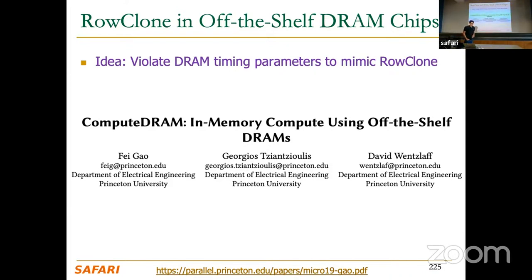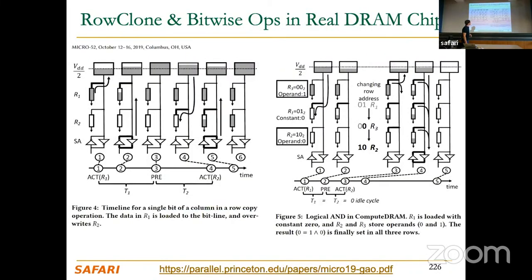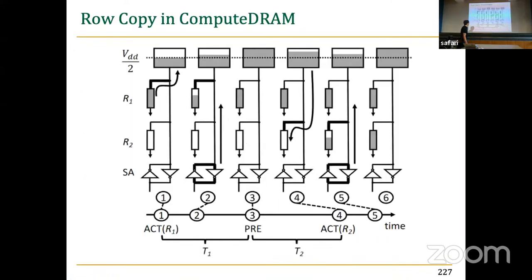And this is where the ComputeDRAM work in MICRO 2019 was very timely, because by using the SoftMC FPGA based memory controller, they managed to mimic the RowClone operation, but also Ambit operations as well. The way of doing the row copy, remember that in the original RowClone paper, the proposed idea is to activate one row, then activate another row, and then you close the row.